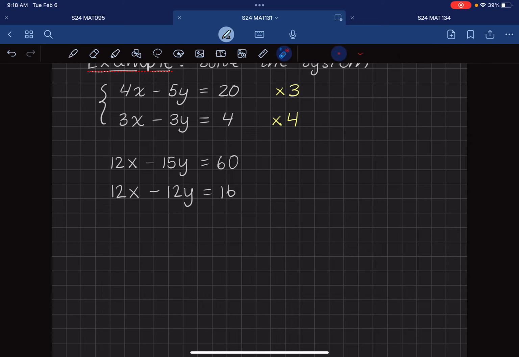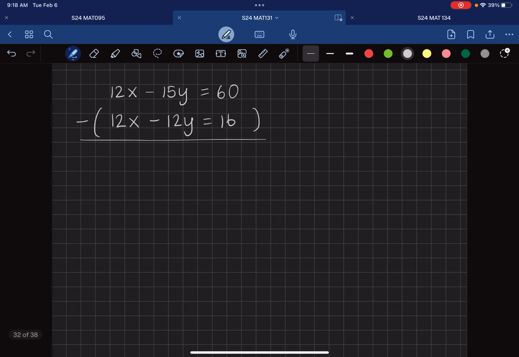And now you can see that these 12x's are lined up perfectly, so I can go ahead and subtract the equations. So the 12x and 12x cancel. We end up having negative 15y plus 12y, because I'm subtracting a negative. So I get negative 3y is equal to, we have 60 minus 16, which gives us 44. Then we can just divide out by our negative 3, and we get y is equal to negative 44 thirds.